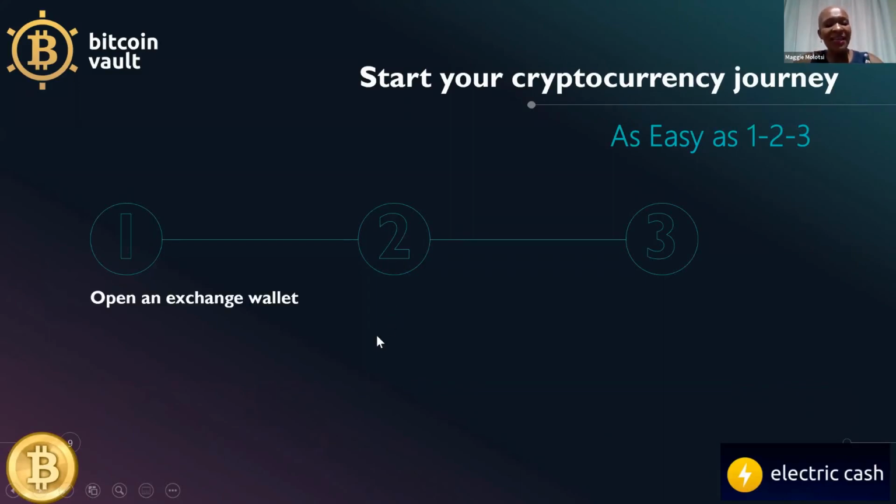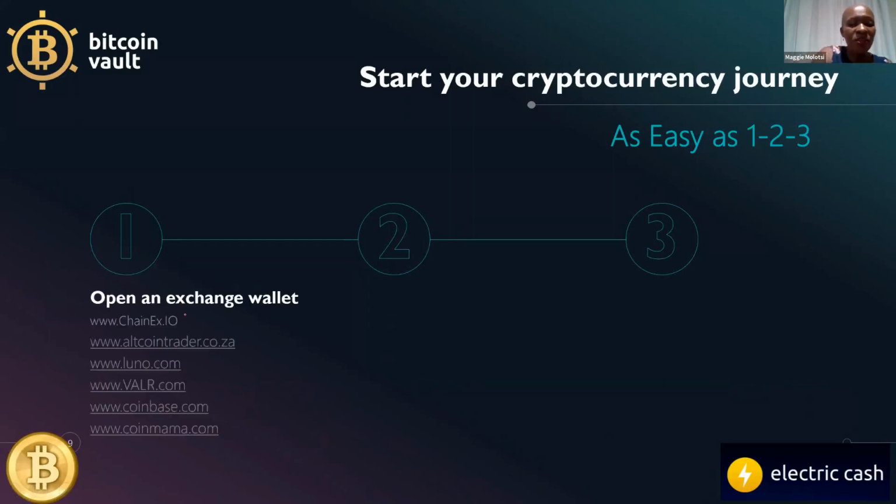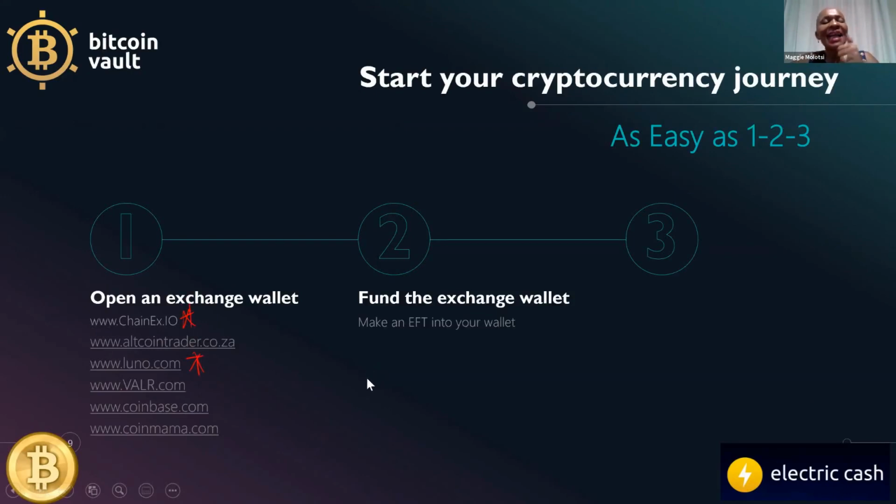Okay, so to get started in the cryptocurrency space is as easy as 1, 2, 3. You open an exchange wallet. There's a couple of them. I personally use this one a lot, ChainX, and I use Luno a lot. Like Luno and ChainX, they allow you to do an EFT, an electronic funds transfer, into their bank account, and then they allocate those funds to your wallet. Once you've got that, you buy cryptocurrency. You buy your Bitcoin, you buy your Bitcoin Vault, and that is how you are going to start your portfolio. Get yourself an exchange wallet. It is for free. You don't need to do anything else but open that wallet, activate it, and start your journey.